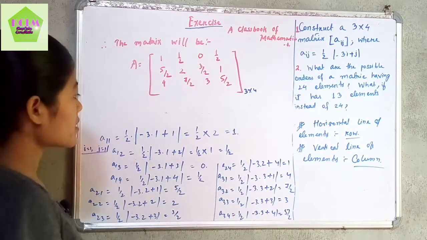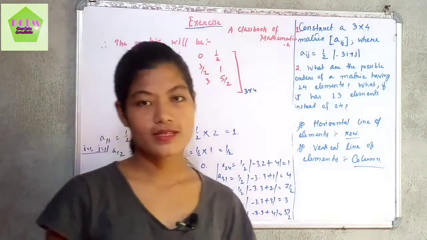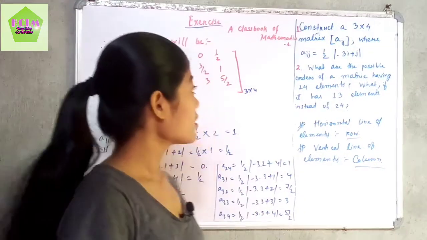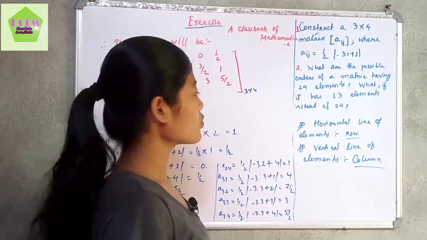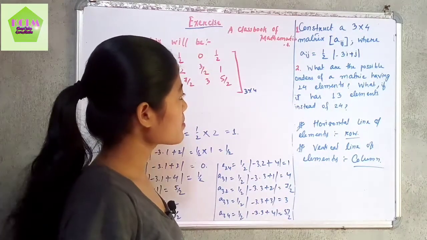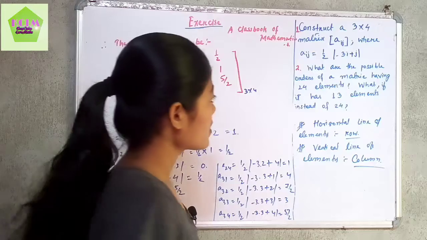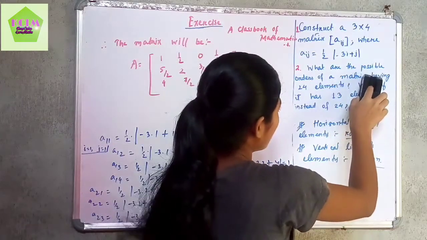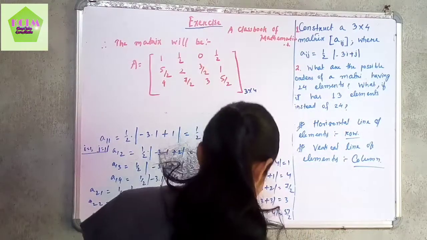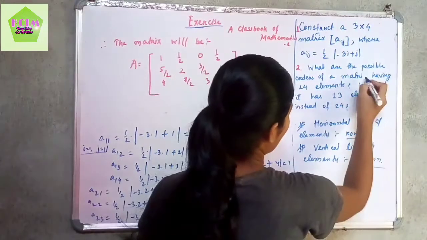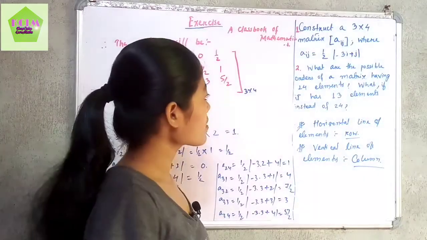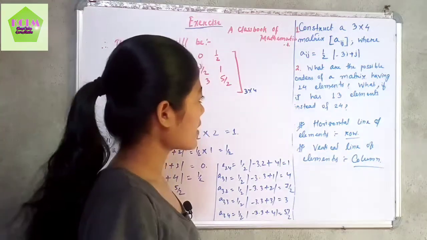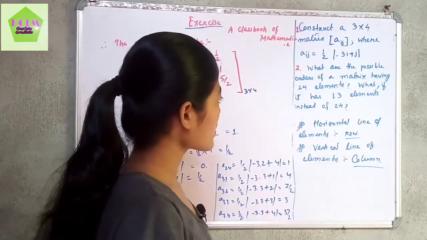So it's very easy and simple, I hope this is all clear to you. Now move to question number 2. So question number 2 we have: what are the possible orders of a matrix having 24 elements, and the next part, what if it has 13 elements instead of 24?